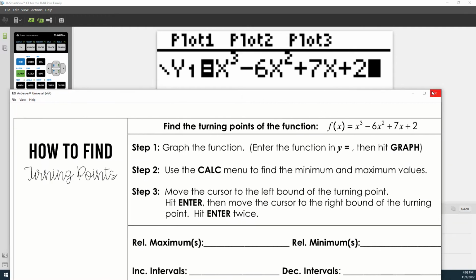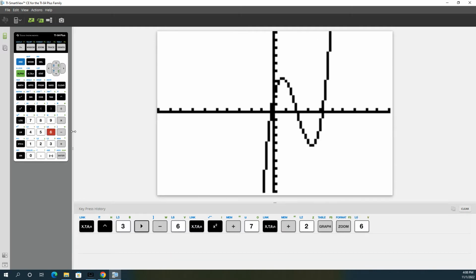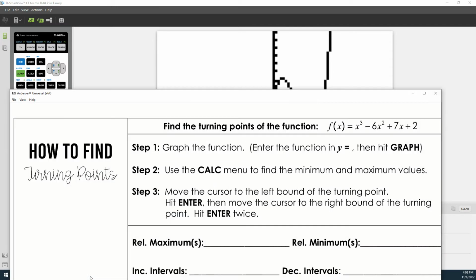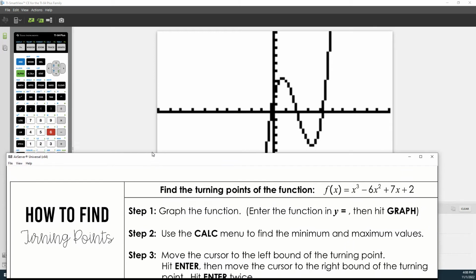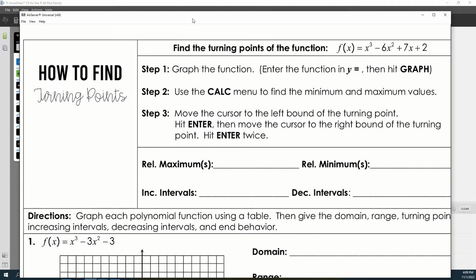Then I'm going to just minimize this for a second, and then just hit the graph button. Oh, I need to change my window. If your window was something weird, you can always hit zoom 6 to change the window. All right, so everybody check their graph to make sure that it looks like that. All right, and then I am just going to do a little sketch over here on the side. Okay, so it looks something like that.